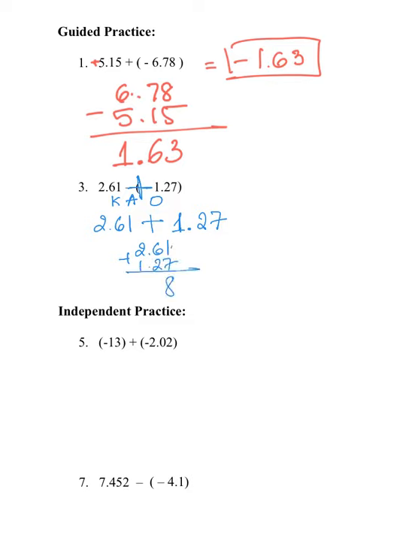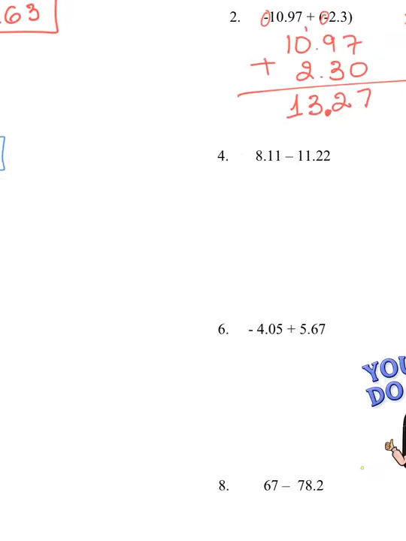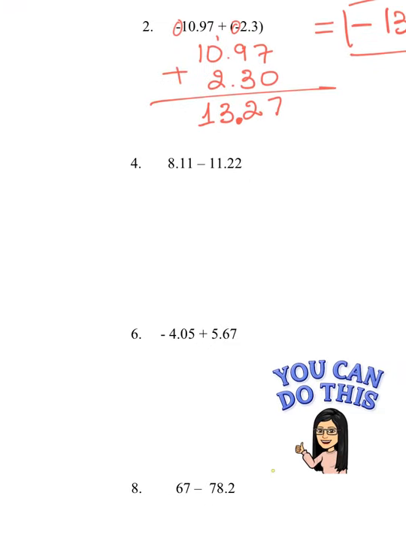1 add 7 is 8. 6 add 2 is 8. 2 add 1 is 3. 3.88 will be your answer. Number 4, a subtraction problem. A small number subtract a big number. I'm going to use KAO. Keep the first number, change subtraction to addition.